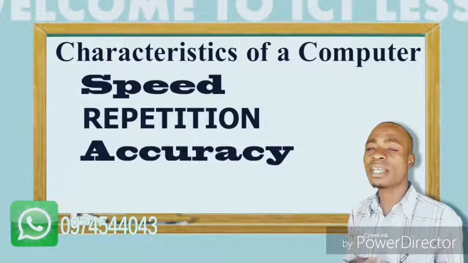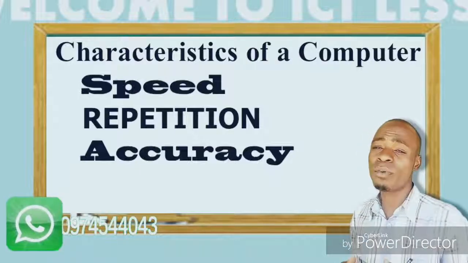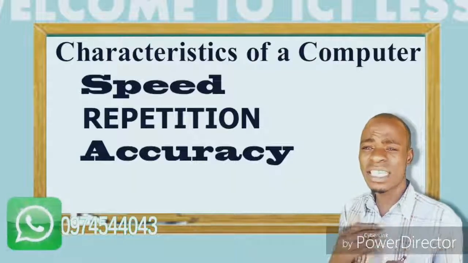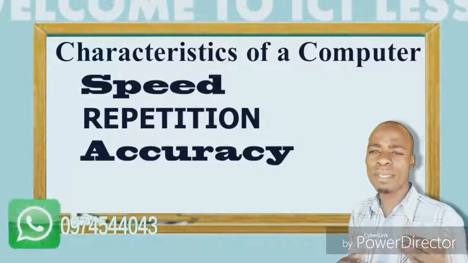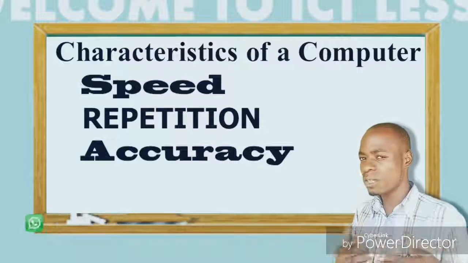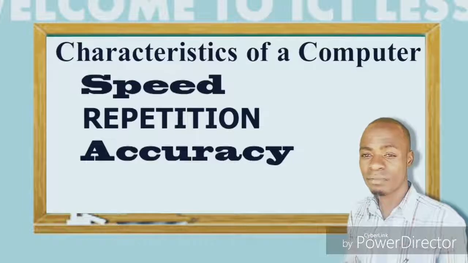Then we have got accuracy. A computer is accurate. What does it mean? A computer is very fast in terms of processing data, and it gives correct results. It does not make mistakes unless a human being has made a mistake. So on its own it does not make mistakes. That's why a computer is very accurate.